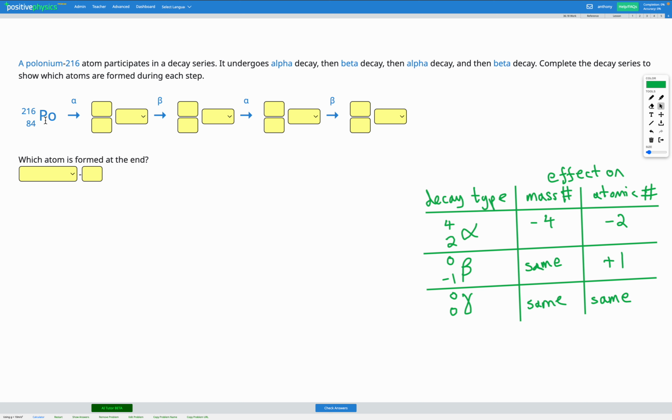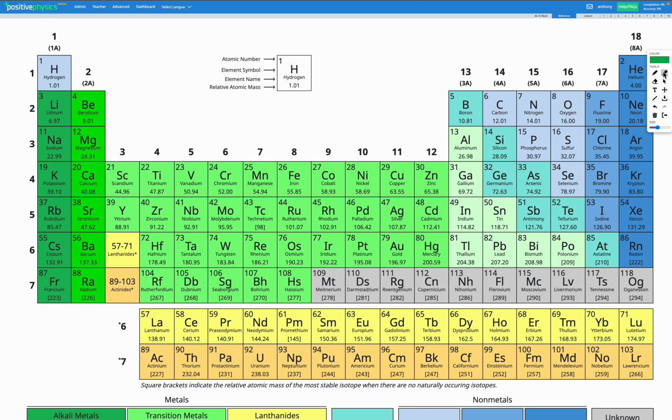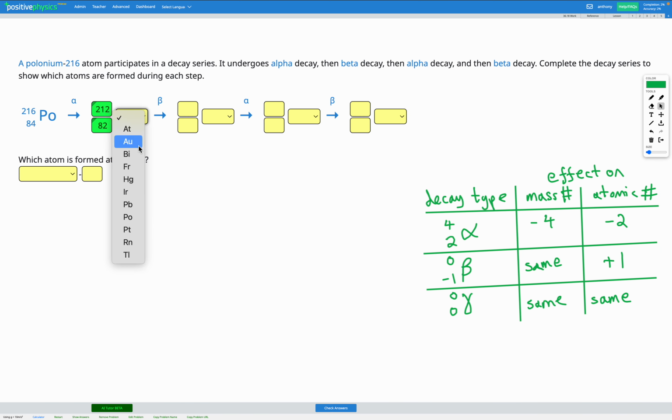Okay, so we're starting with polonium-216, and we have alpha decay happening first. Alpha decay means we lose 4 from our mass number, so 216 minus 4 is 212, and we're going to lose 2 from our atomic number. 84 minus 2 is 82. So there's our next atom. Let's head to our periodic table to figure out which atom that is. Here's our atomic number of 82. That is lead, which has a symbol Pb. So that's the product of our first decay.